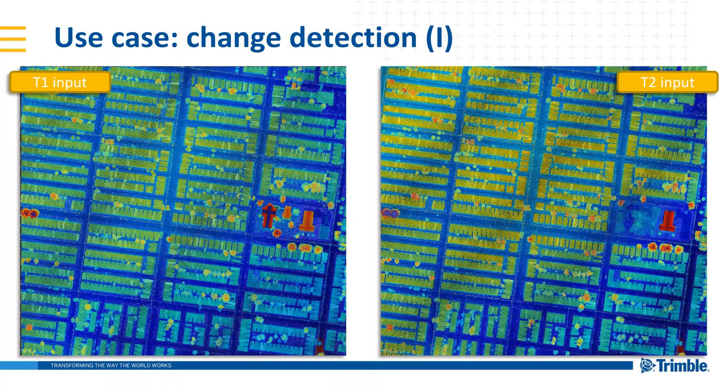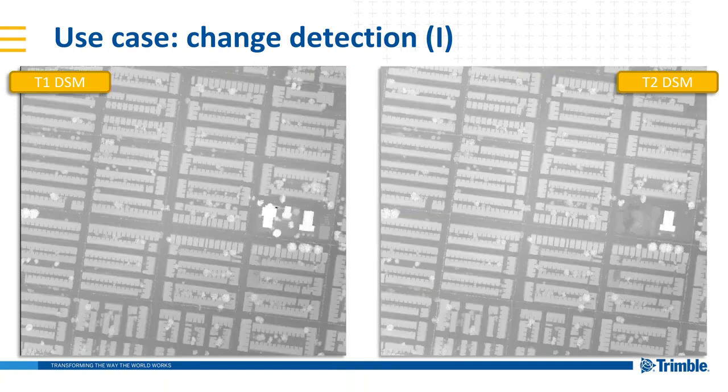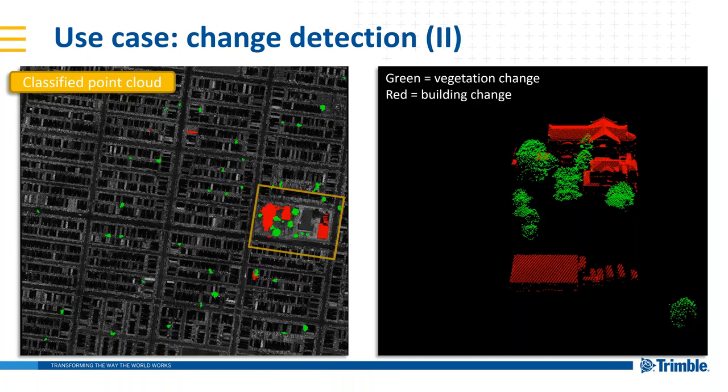What we can do within eCognition, of course, creating the DSMs, digital surface models, for each time period, we can then create a delta layer between those and then derive the change from that layer and take those classifications and apply them directly to the point cloud. So that is what we're looking at here on the right-hand side.